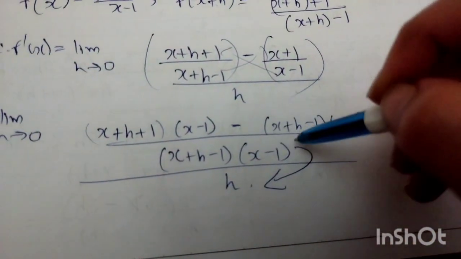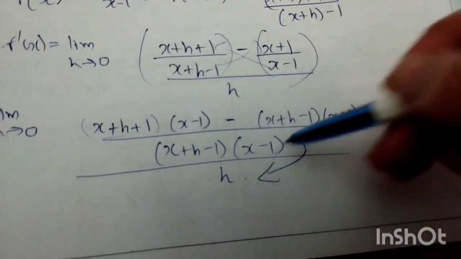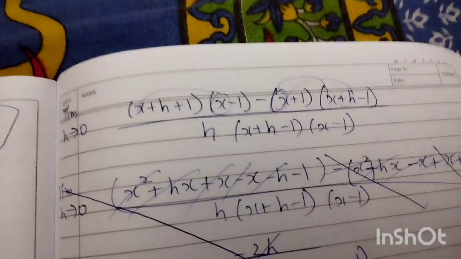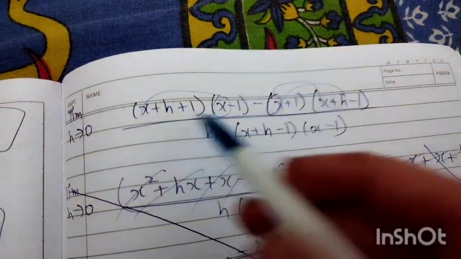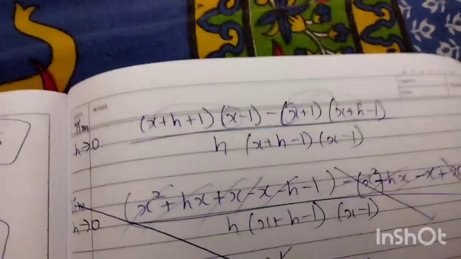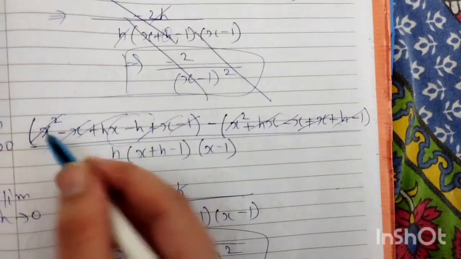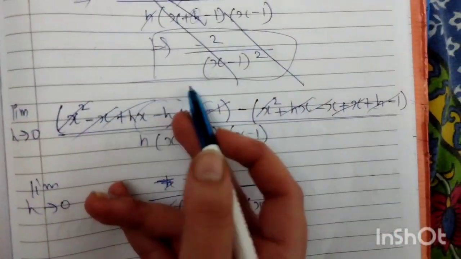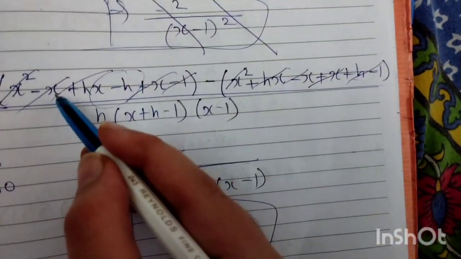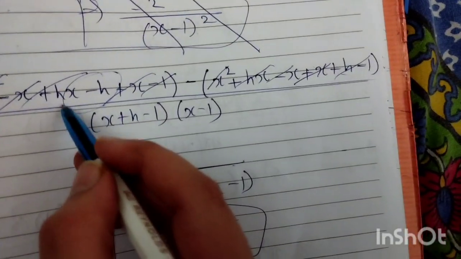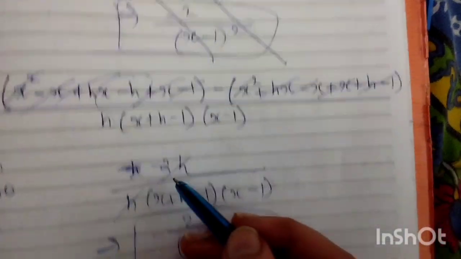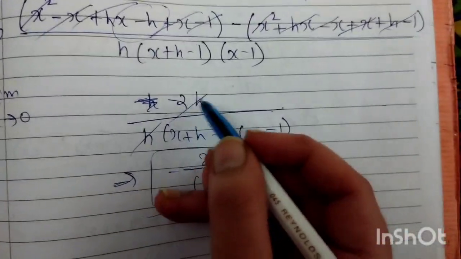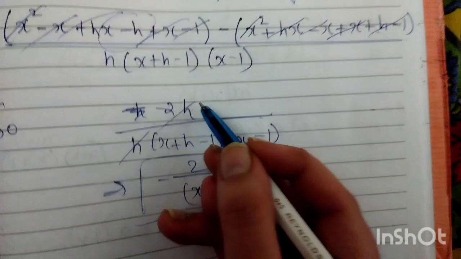Now this would be multiplied by h by the rule, and as you can see, these will be multiplied. Now we have to open the brackets, and we have to see what is cancelling out here. x square minus x square, minus x and plus x would be cancelled, hx would cancel out because minus plus minus will cancel out. Now what is left is minus 2h, h would be cancelled, minus 2 would be left.